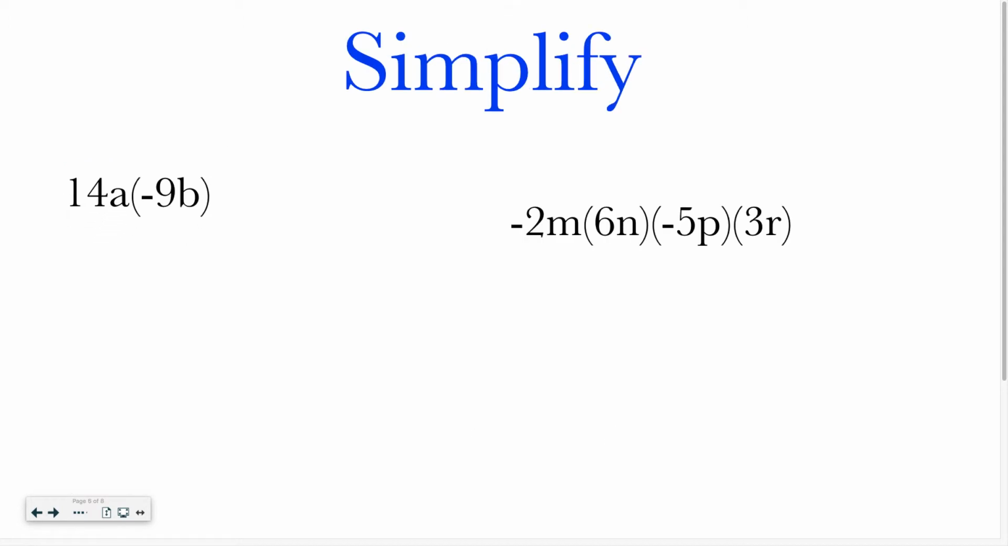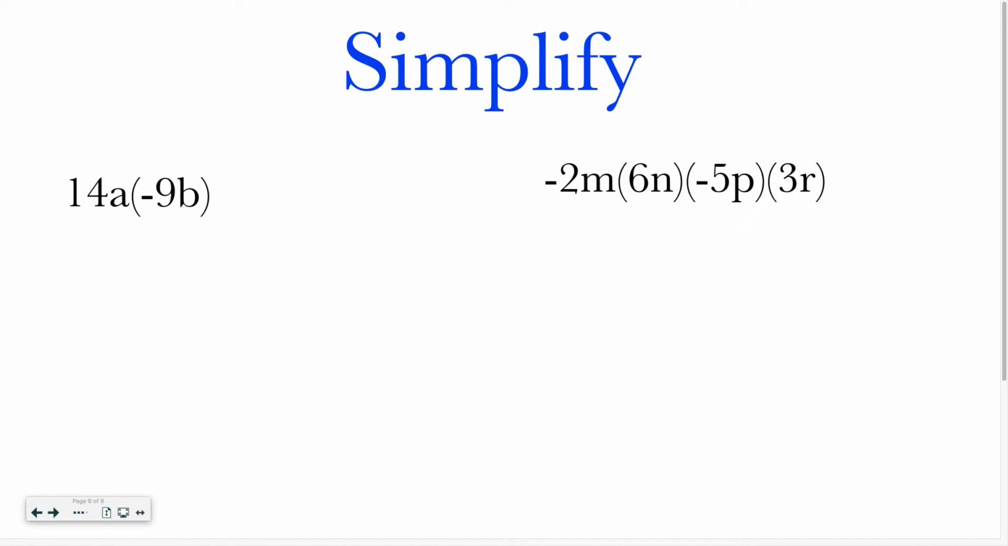Now, let's talk about what it looks like to simplify things. If we look at this first one, I have 14a on the outside of parentheses, and inside parentheses, I have a negative 9b. The way that we simplify, start by looking at your regular numbers and multiply those together. So what's 14 times negative 9? It's a positive times a negative, so I'm going to have a negative, and 14 times 9 is 126.